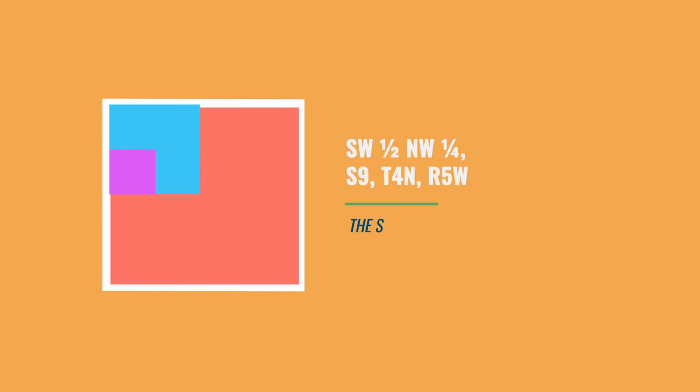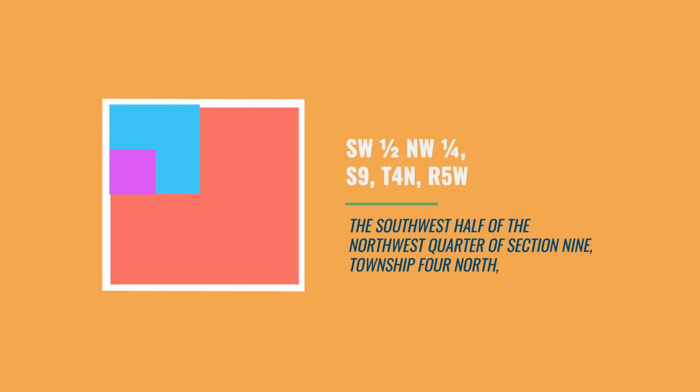Putting these elements of description together, the legal description of your property using the government survey system would look something like this. SW half NW quarter S9 T4N R5W. It looks like a bunch of gibberish, but it reads something like this. The southwest half of the northwest quarter of Section 9, Township 4 North, Range 5 West.